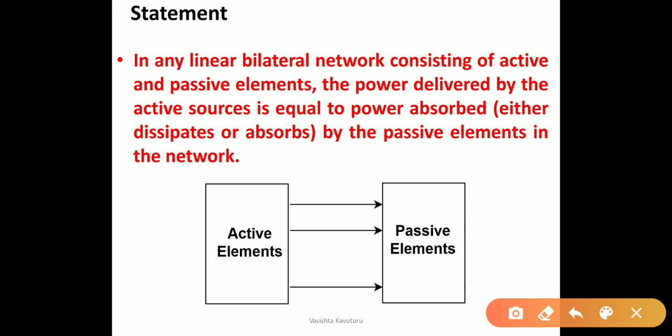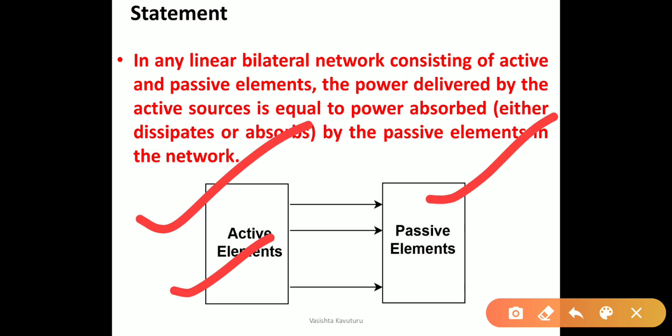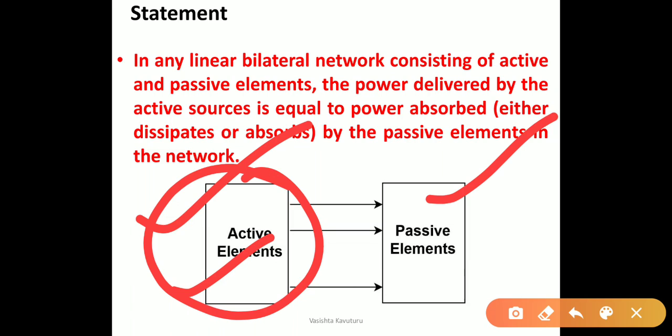So we know that the given network consists of both active and passive elements. Active elements are the elements which are delivering the power, and passive elements are the elements which are receiving the power. Upon receiving the power, they can either dissipate or absorb it. So whatever power is generated by the active elements should be consumed in the passive elements.